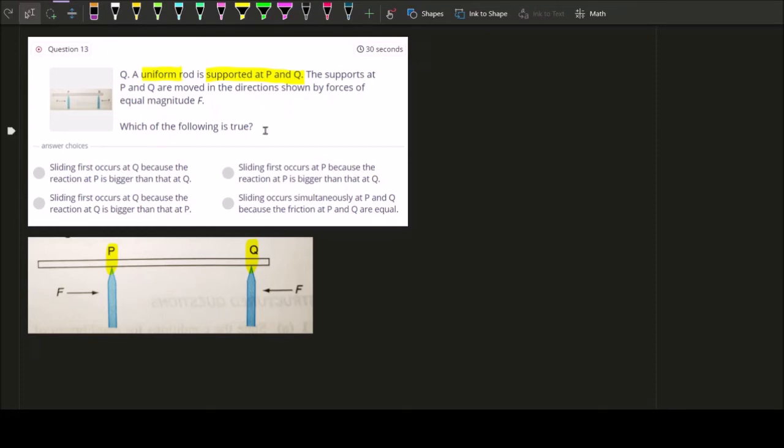You push it with forces of the same magnitude. Then which of the following are true? They ask about which one will slide first. The question always asks about which one slides first. Then they ask which reaction is larger or which reaction is smaller. So you need to answer these two questions. The first question is which support will slide first. Then the next question to ask is why.